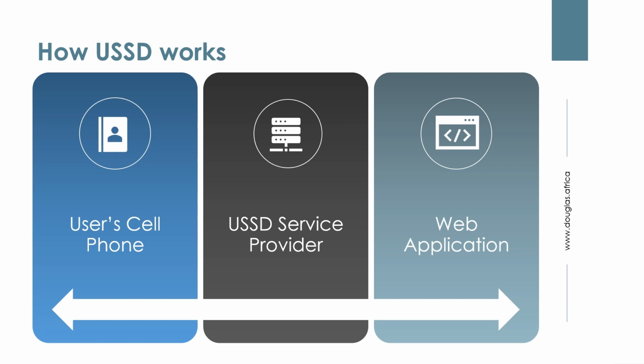An ideal scenario would be a user has their cell phone or their mobile phone. They'll dial the USSD code. In between, we have a USSD service provider. They're the ones to receive all incoming requests, and they redirect those requests accordingly to the web application of the service provider. The web application is able to receive the request, process it, and send back the response to the user's phone. We will look at all this when we are doing our practical session.